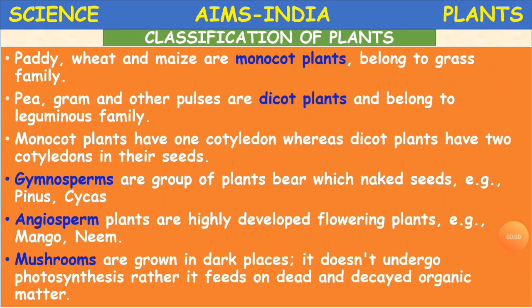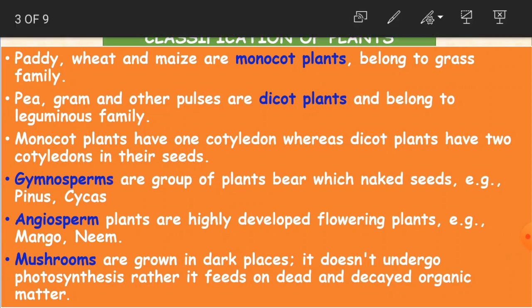Okay. Now let us see the classification of plants, children. So plants are divided into so many types. So we'll just see how they are. Now paddy, wheat and maize are monocot plants, and belong to the grass family. Okay, you might have seen the paddy plant, wheat and maize. So how are they? They look like grass, and that is why we call them monocot plants, and they belong to the grass family.